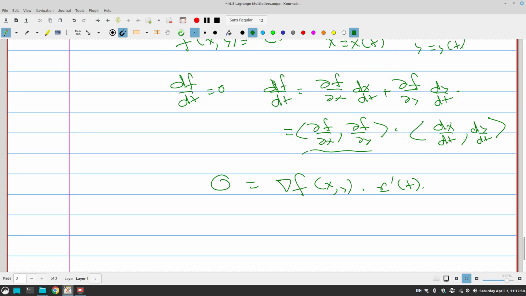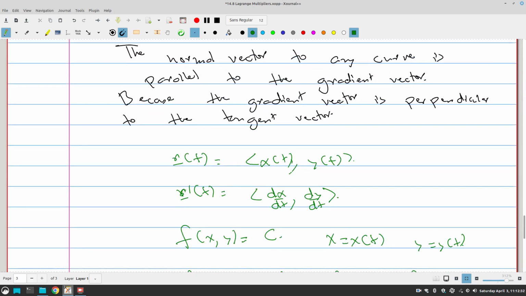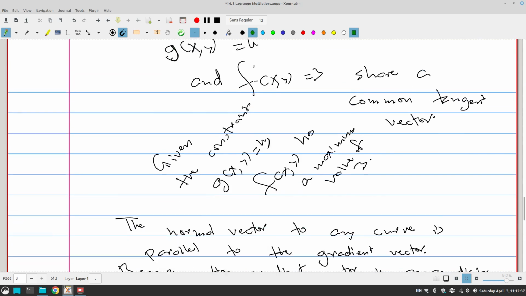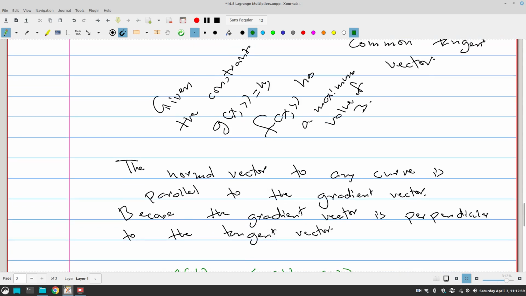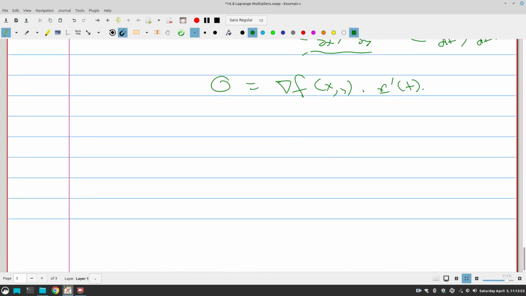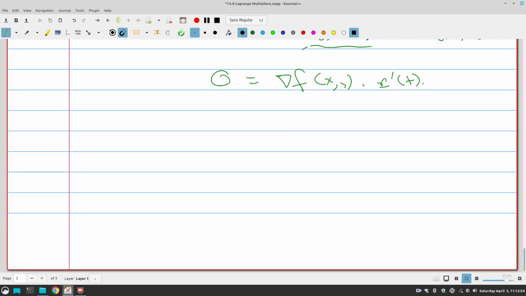So this tells me that the gradient is perpendicular to the tangent vector. So now, if two curves share the same tangent vector at a point, then they must have parallel gradient vectors, not the same gradient vector. They must be parallel.